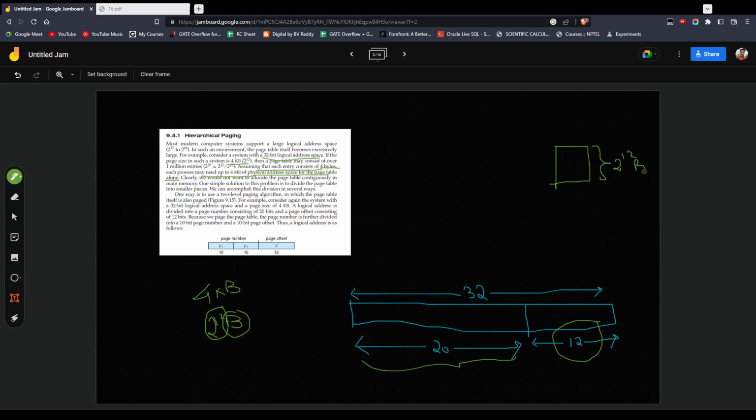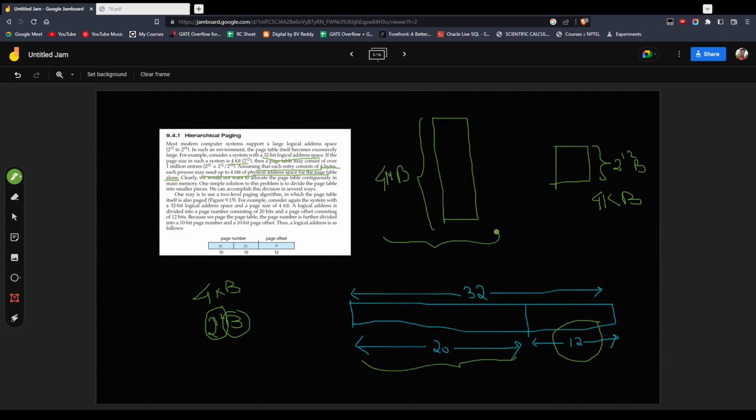So this is 2 power 12 bytes, which means it is just 4 kilobytes. Now, if I calculate the size of the page table from the previous calculation, it was giving me 4 MB, right? So for maintaining a 4 KB page, I need to maintain an overhead of 4 MBs in physical memory, which is obviously not feasible and makes no sense, because most of these entries will be invalid for me.